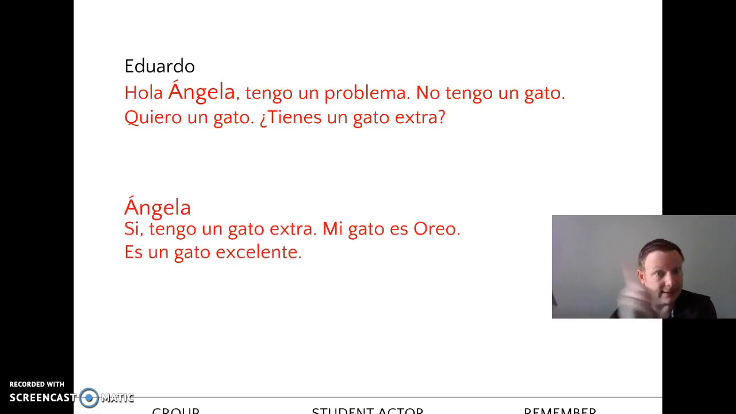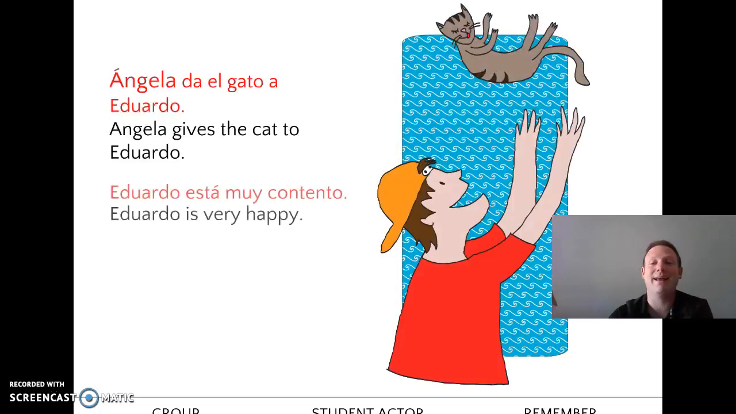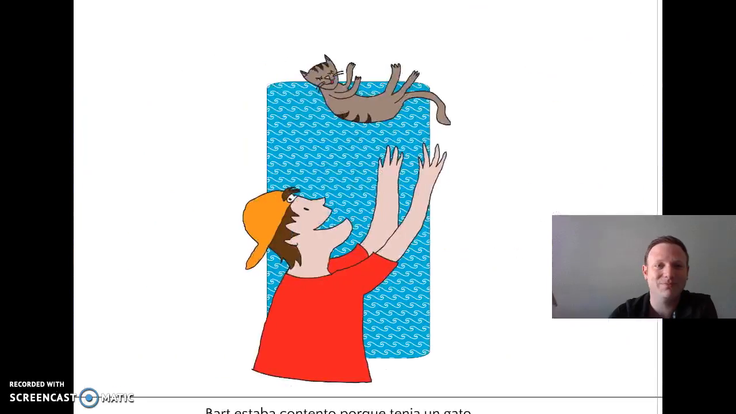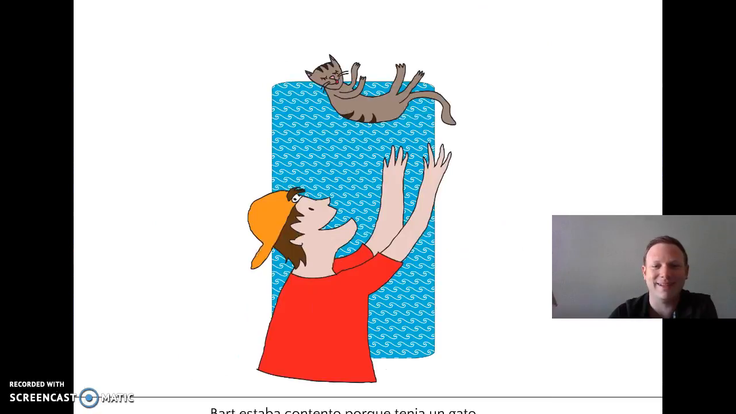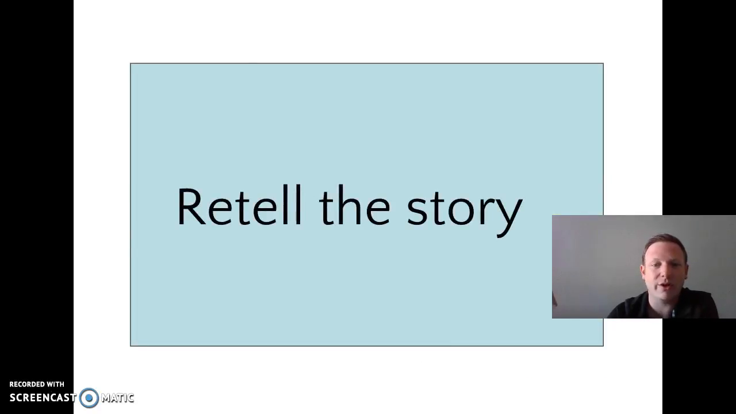Ángela dice, sí, tengo un gato extra. Mi gato es Oreo. Es un gato excelente. Ángela da el gato a Eduardo y Eduardo está muy contento. Eduardo tiene un gato. Está muy contento.